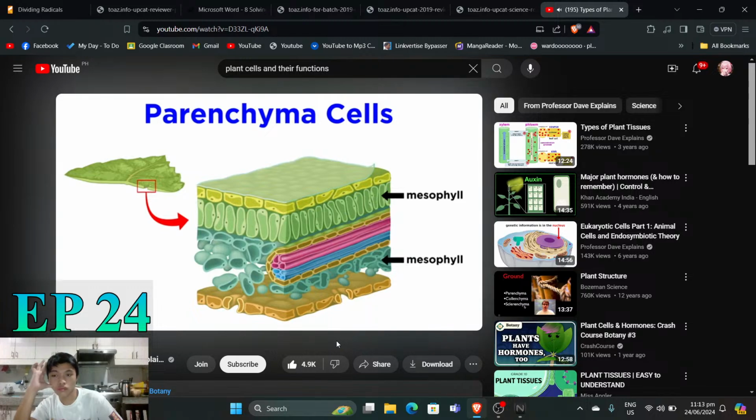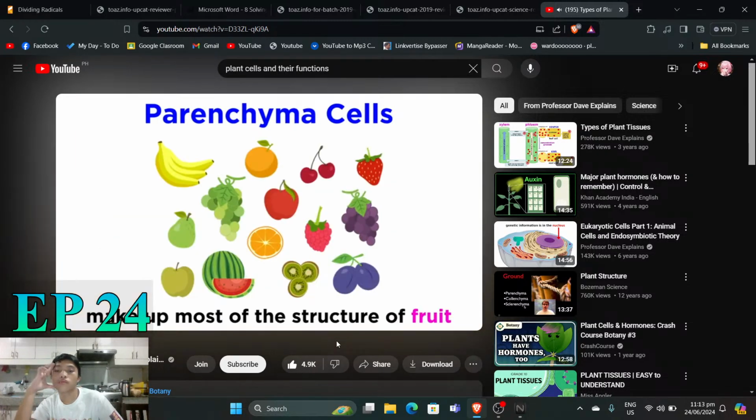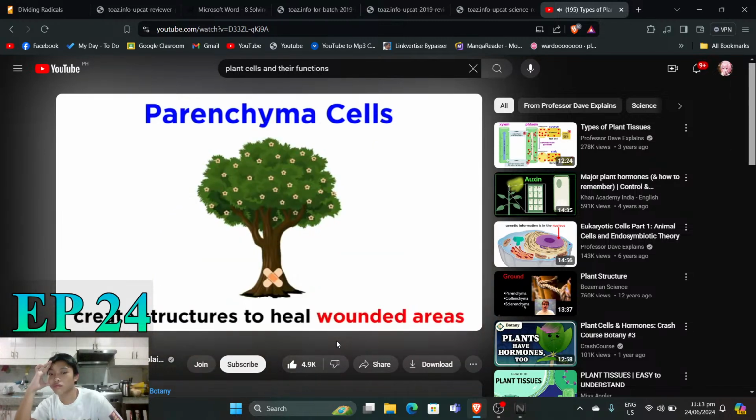In leaves, parenchyma cells form the two layers of mesophyll where photosynthesis and gas exchange take place. In roots and seeds, parenchyma cells are responsible for storing starch, fat, and water. Parenchyma cells also make up most of the structure of a fruit, and they create new structures to heal areas where a plant has been wounded.